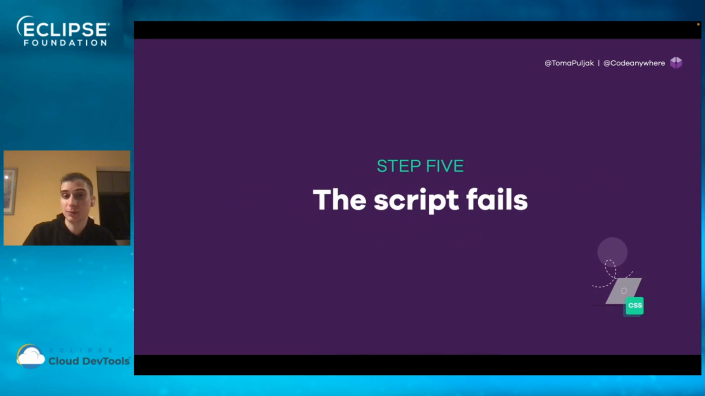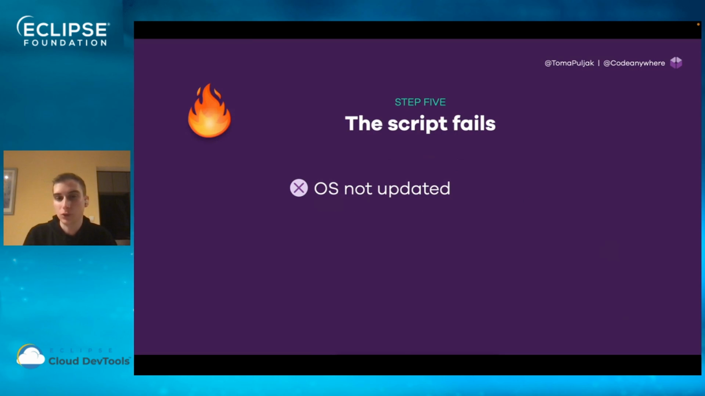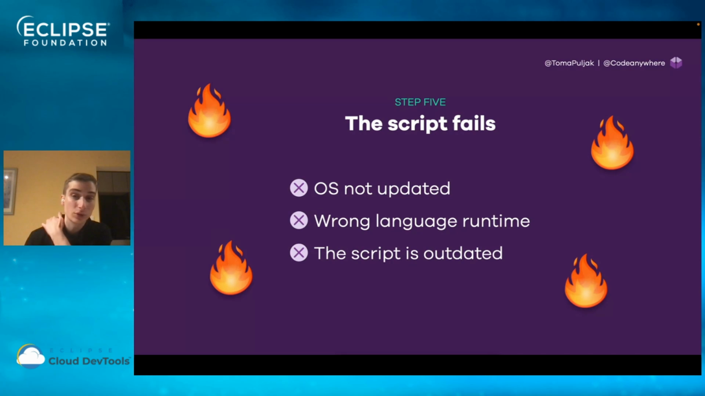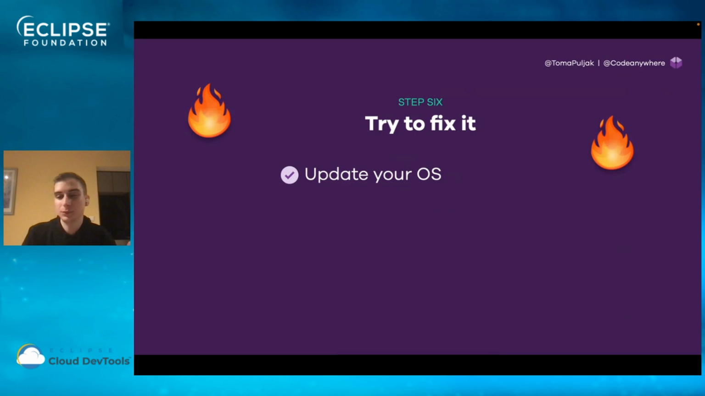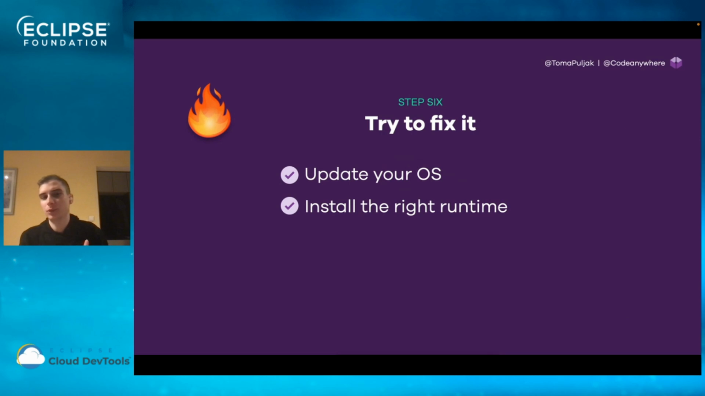And step 5 is basically the script or the installation might fail for some reason. Any reason could be, so basically your OS isn't updated, maybe you have the wrong language runtime, or the script is simply outdated, because I know we all sometimes forget what we install locally, and then that doesn't end up committed into the project. So step 6 is you try to fix it manually. So basically you update your OS, you install the right runtime. For example, you need Java 18, but you were on Java 11, so you now upgrade to Java 18.